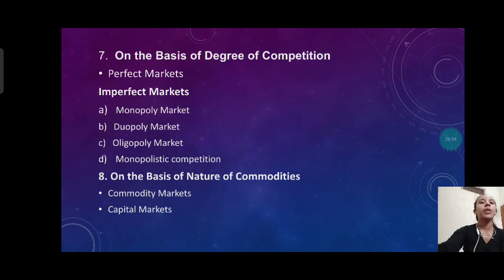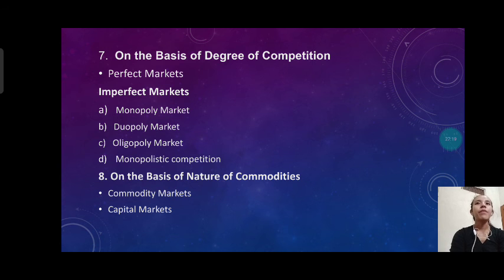The seventh component of market is on the basis of degree of competition, which are imperfect markets and perfect markets. Each market can be placed in a continuum, from the perfectly competitive point to a pure monopoly or monopsony situation. On the basis of competition, markets may be classified into the following categories: the perfect markets and the imperfect markets.